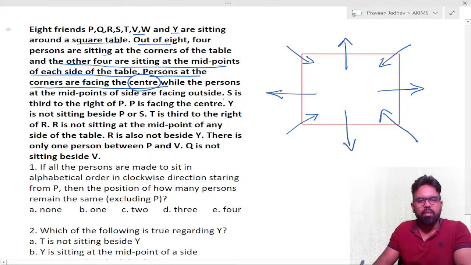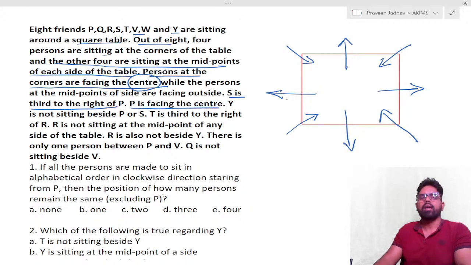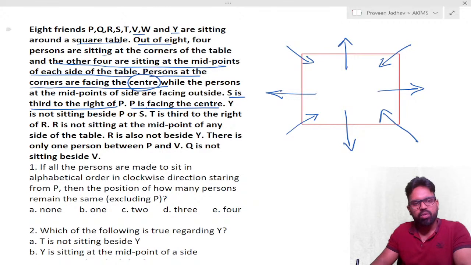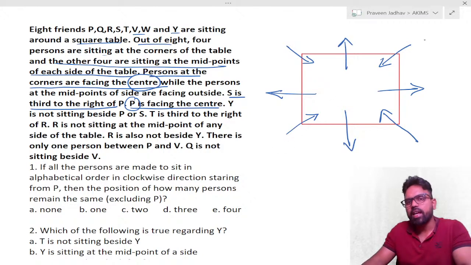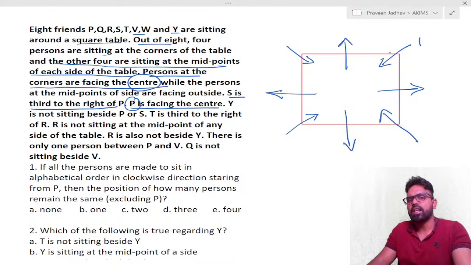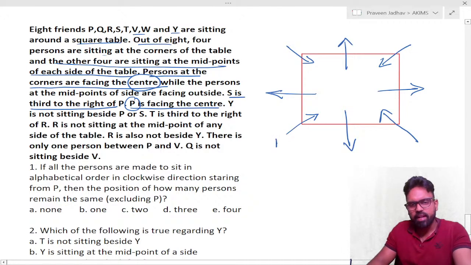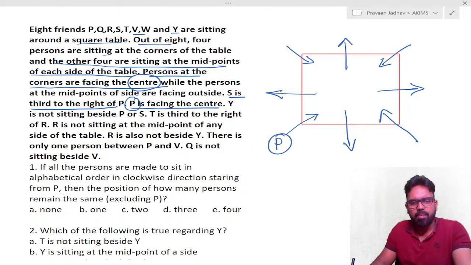Now, what does he say? S is third to the right of P. Now S is third to the right of P, I know this, but P is facing center. Once I know the direction of the person, only then I can start. P is facing center, I can take P here, anywhere, and start my question. I'll get the exact right answer. For convenience, I'll take P here.